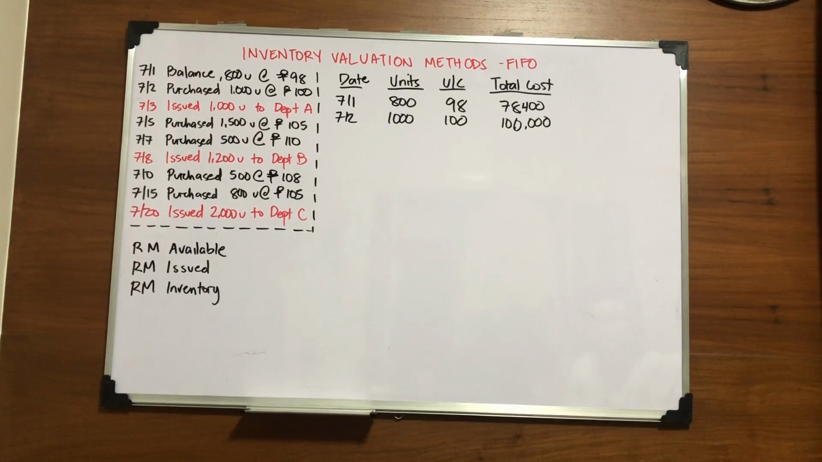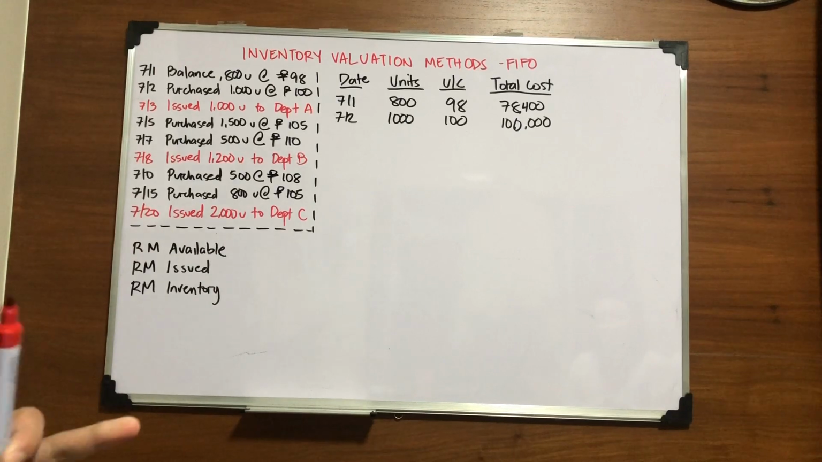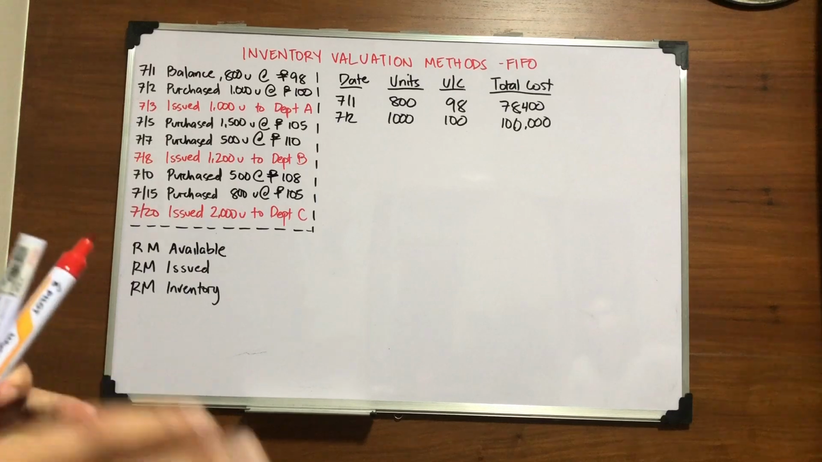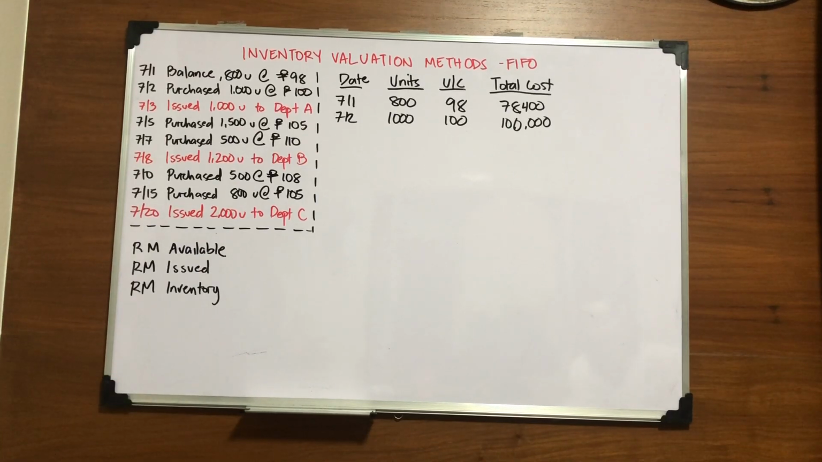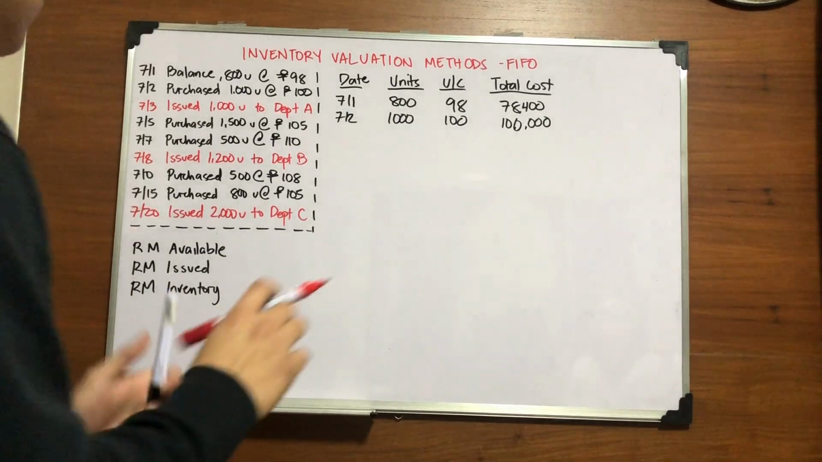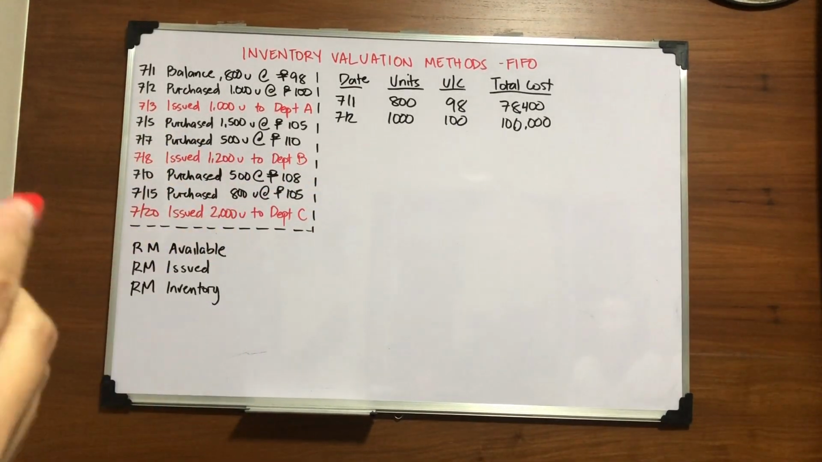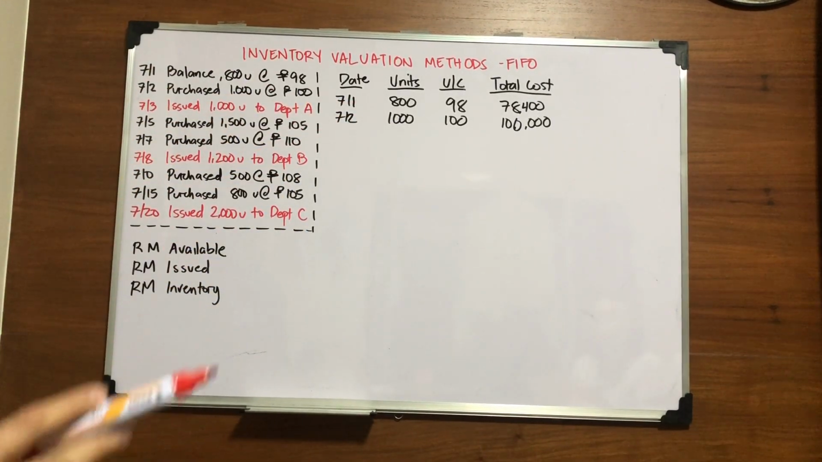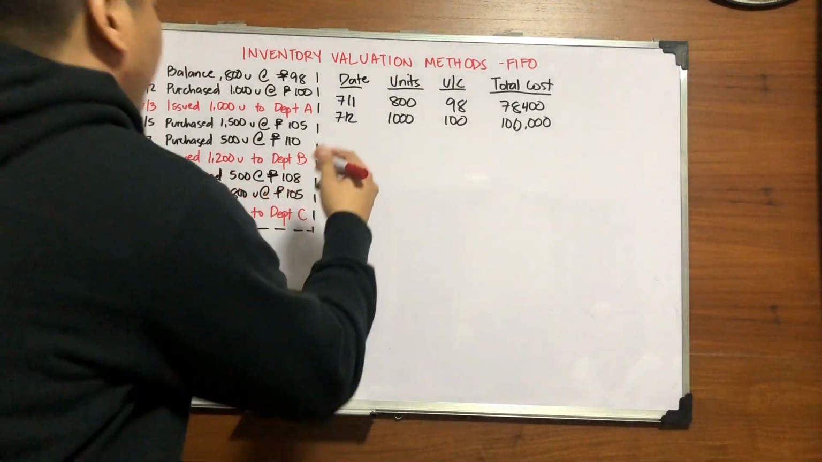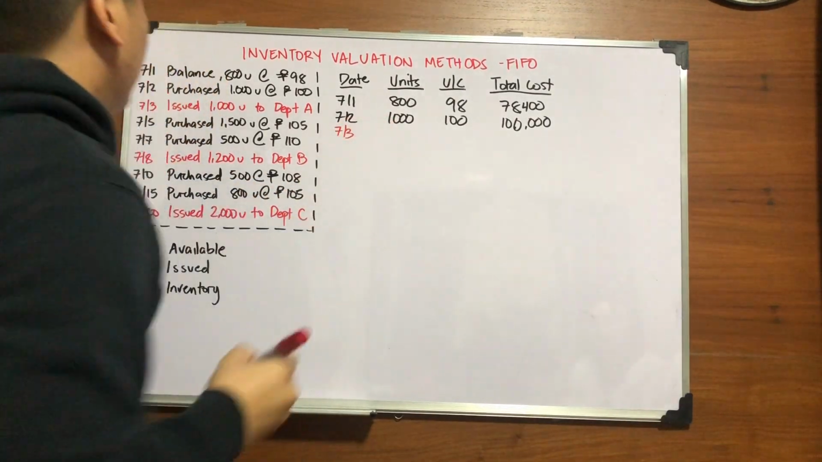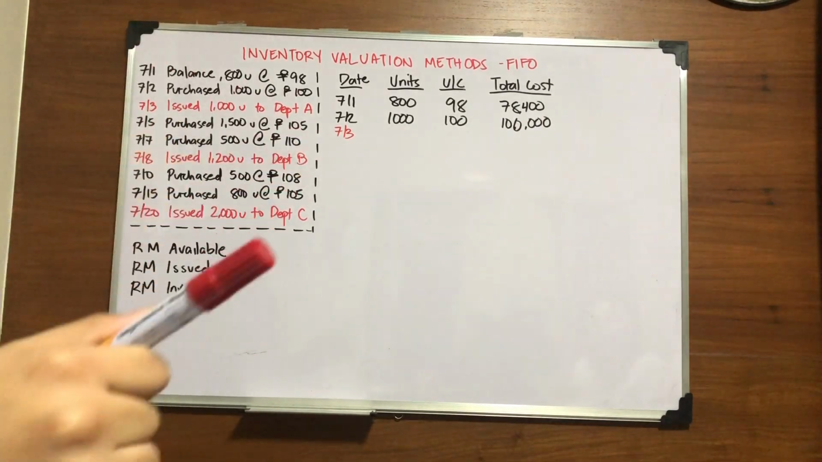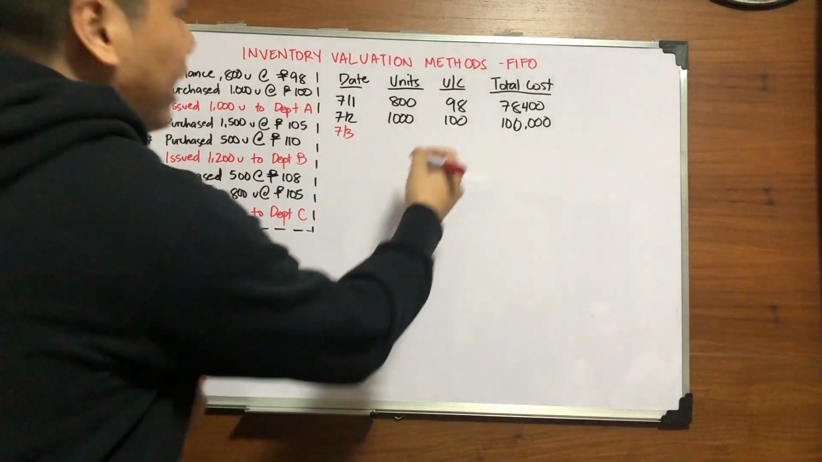So let me do this for you. In the book, there is a separate format for answering this. I'm just showing you another version for your reference. For July 3, let me use a red pen for issuance and a black pen for purchases and opening balances. For July 3, I have 1,000 issued. So again, I will get the earliest cost. The earliest cost determined is 98.